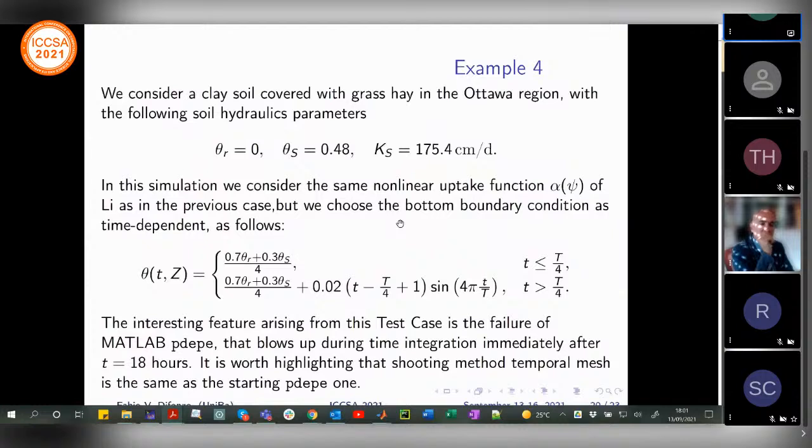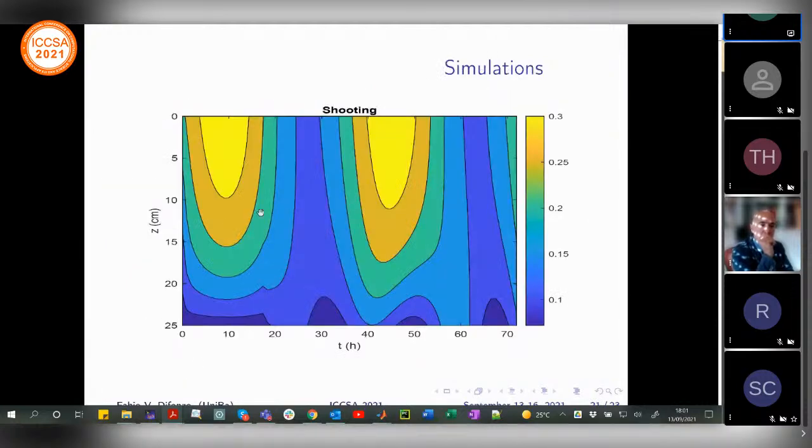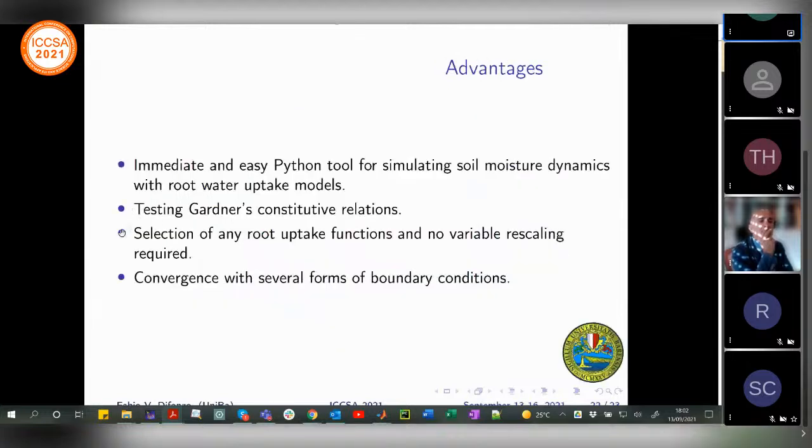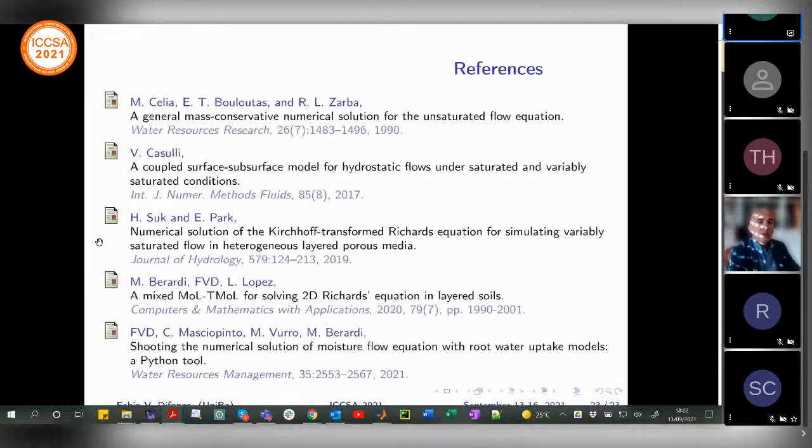But the most interesting one is that on a clay, we have that Matlab PDEPE with these initial conditions just blows up after 18 hours of numerical simulation, while our model is able to provide a meaningful result, physically meaningful. So giving us space to improve and to apply further this approach. So that's it. I'm sorry if it's too long. Okay, thank you for the attention.